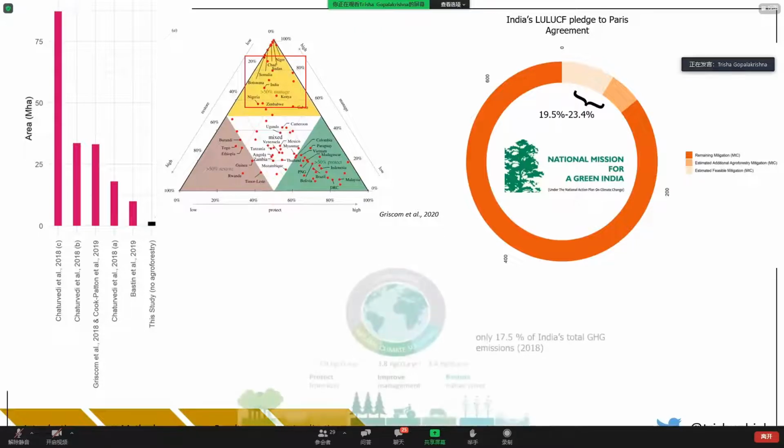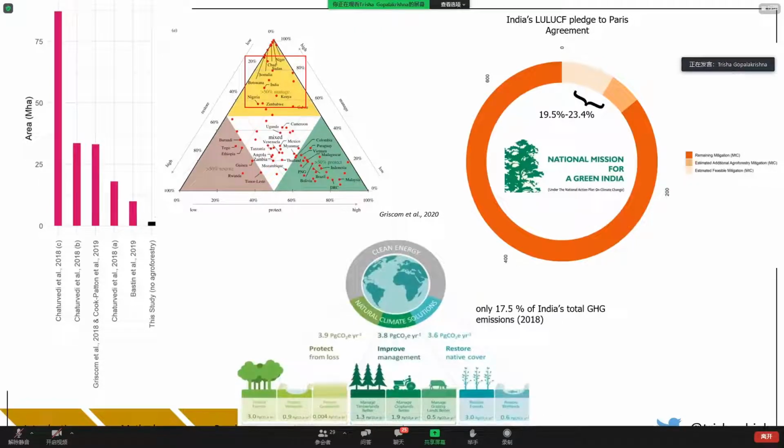pledges. And lastly, our estimates of mitigation potential from, again, both forest restoration and agroforestry is only 17% in total. So this is the cumulative, is only 17% of India's greenhouse gas emission reductions for 1 year alone. That's 2018. So it's very limited.